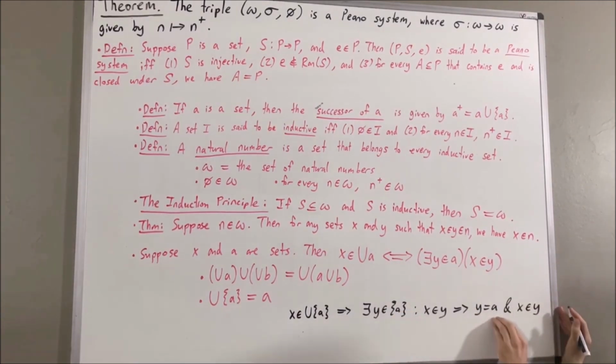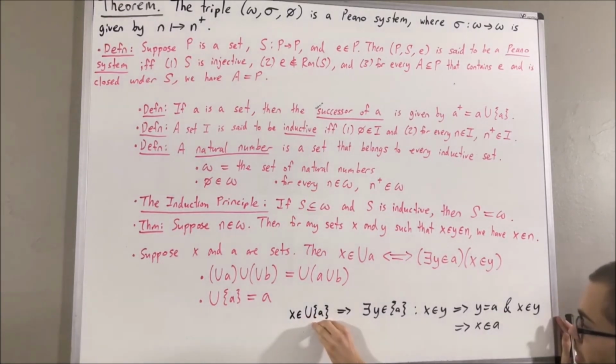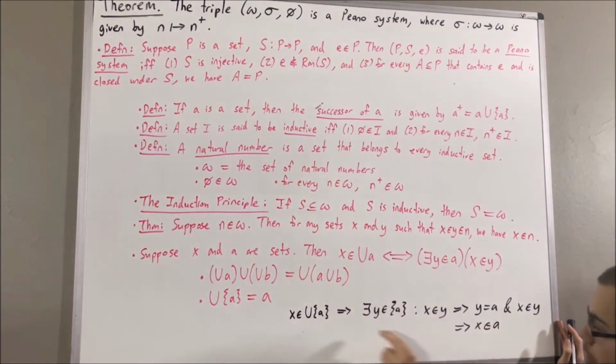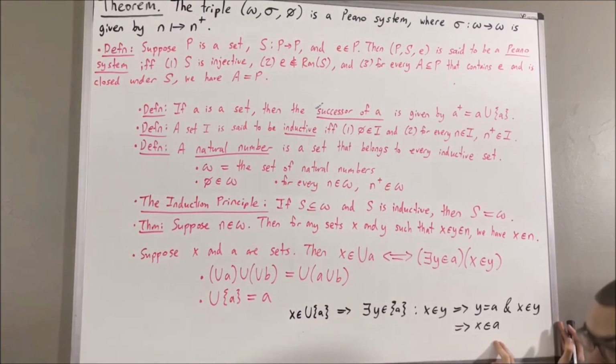So since y is equal to A and x is an element of y, well, we can take y in this statement and substitute for A, and so we have x is an element of A. So this shows if x is any element of the union of the singleton set of A, then x must be an element of A. And therefore, the union of the singleton set of A is a subset of A.